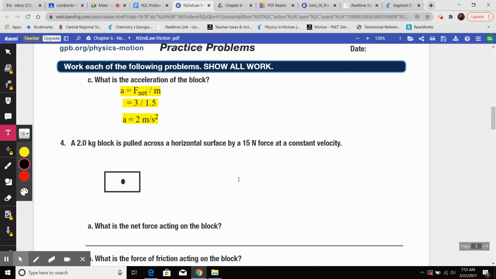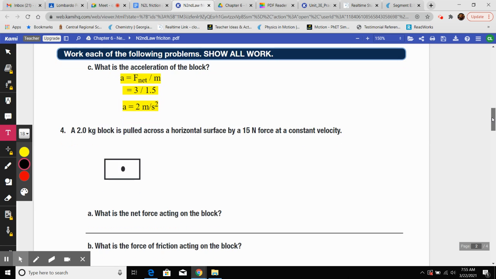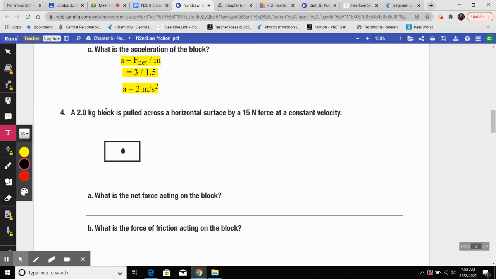Yeah. All right. Now for number 4, 4 is kind of a simpler problem. They give us a mass. They tell us that it's being pulled across a horizontal surface by a 15 newton force at, this is a kind of a big term right here, this constant velocity. I'm just going to underline that.